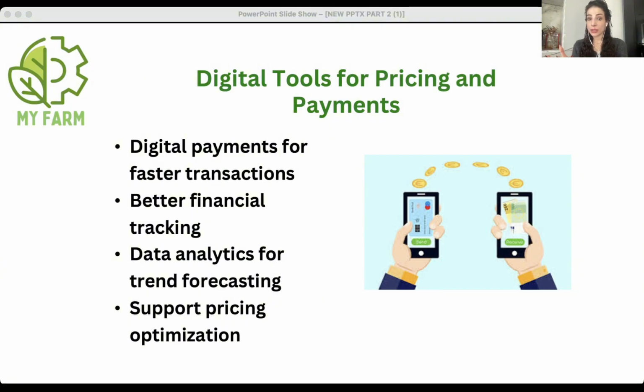Digital payment systems reduce delays and enable better financial tracking. Data analytic tools help forecast trends and optimize pricing strategies. All these tools enhance price transparency, market access, and customer engagement, especially for niche or value-added products.